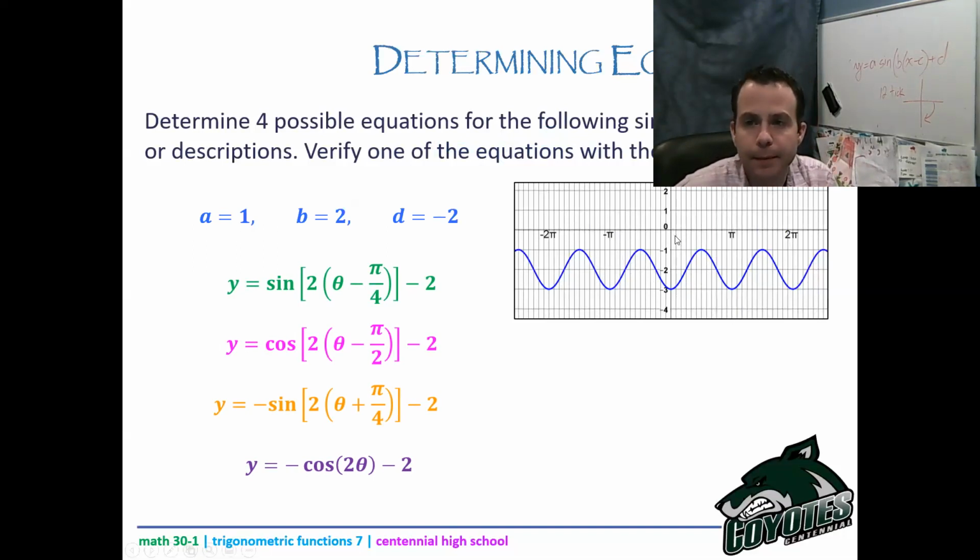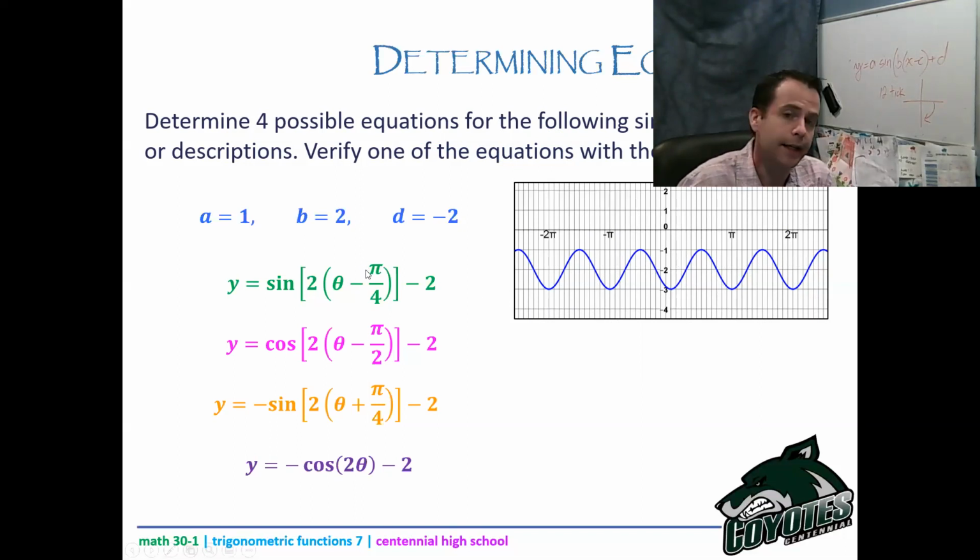So this is going to be hard to count. 1, 2, 3, 4, 5, 6, 7, 8, 9, 10, 11. So I'm 12 ticks to pi. So every tick is pi over 12. And then I can see very easily here that my period is pi because I can just see that minimum to minimum there right at the pi mark. So my period's pi. My b value then would be 2 pi divided by pi, which is where I'm getting the 2.